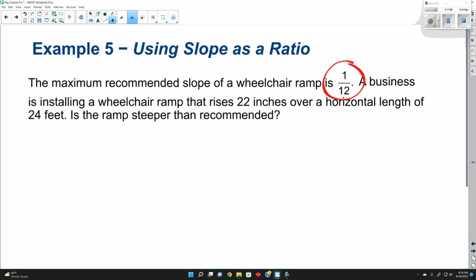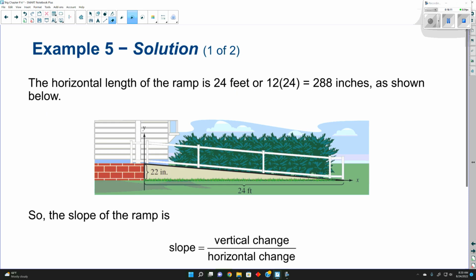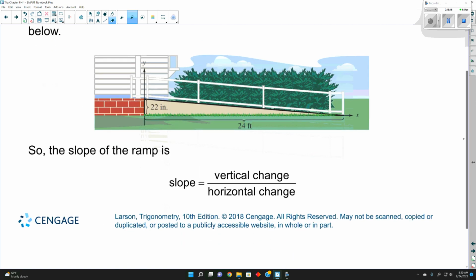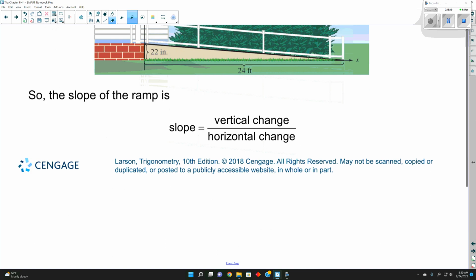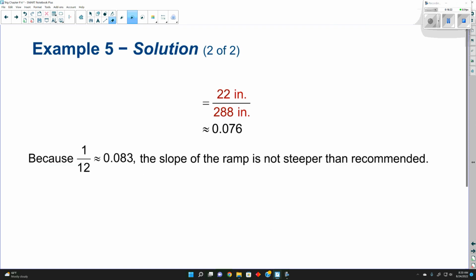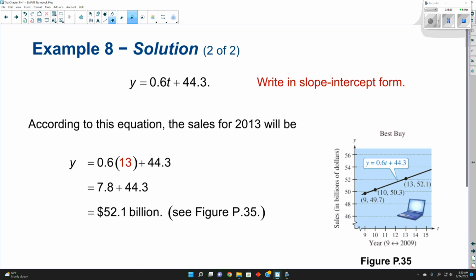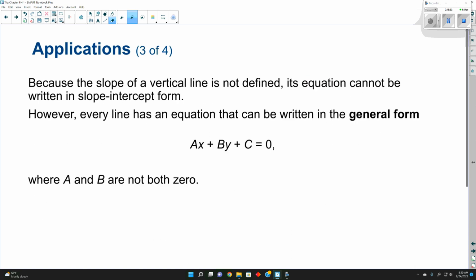So we could go through this here, and really all it is, well, prices in inches. The change in horizontal is 24, so the change in run is 24 feet. We can convert it all into inches and do 22 divided by 288, the vertical change over the horizontal, which tells us that it's 0.76 inches. 1/12 is 0.083, so it's fine. But there's different things that we can do with this here.